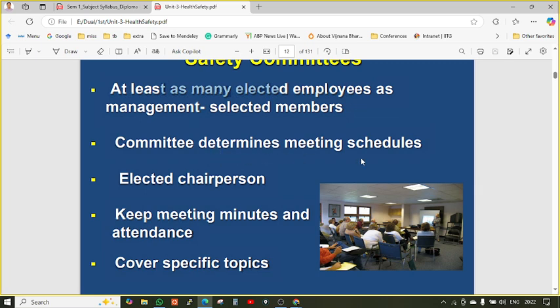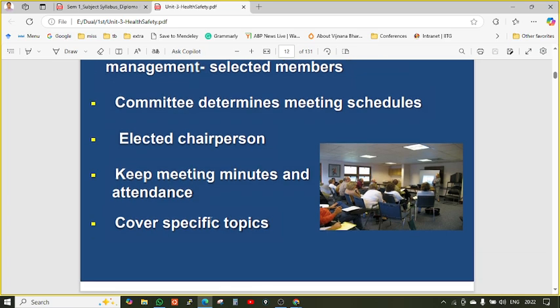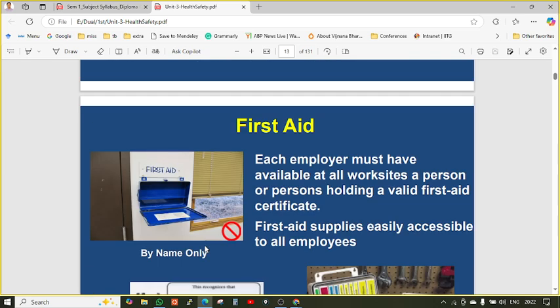The managers, supervisors, mentors, workers, assistant managers, all of them are there. The committee determines the meeting schedule, weekly or monthly. Whatever things come up are discussed in the meeting. A chairperson will be elected, and meeting minutes and attendance are kept. Specific topics on how to improve safety and avoid injury are all discussed in that meeting. So this is called a safety meeting.